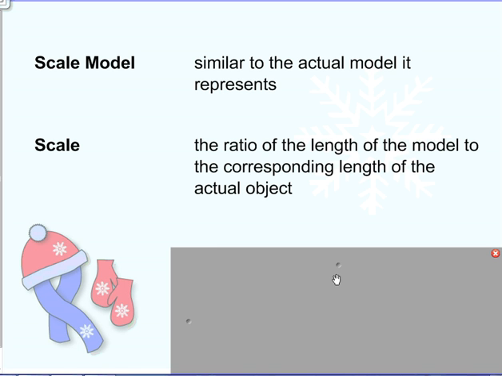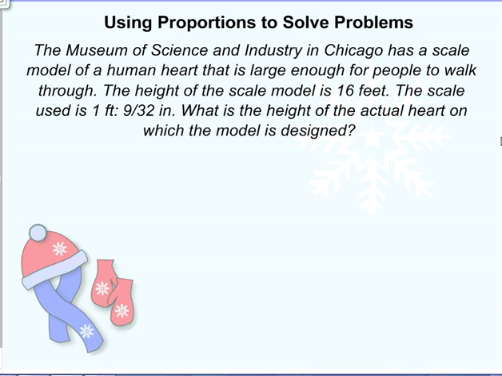Okay, a map would be a very important scale model because obviously the roads we're looking at when we're looking at a Google map or whatever are not going to show the exact, it's not the actual length of how far it has to go, it's just showing you a model of it. All right, so we can actually use proportions to solve these problems.